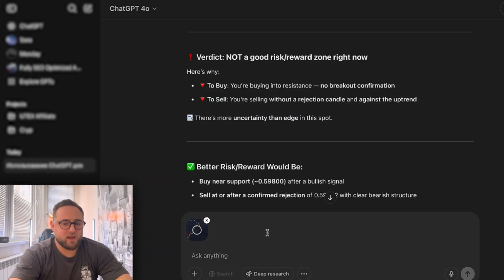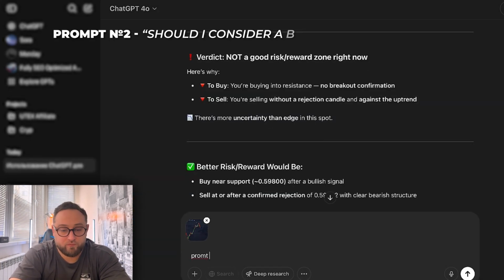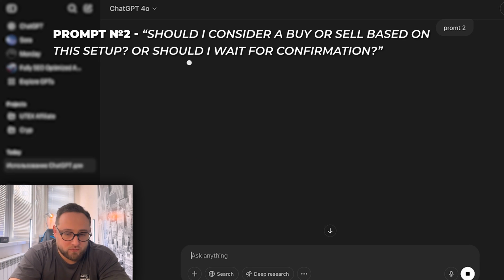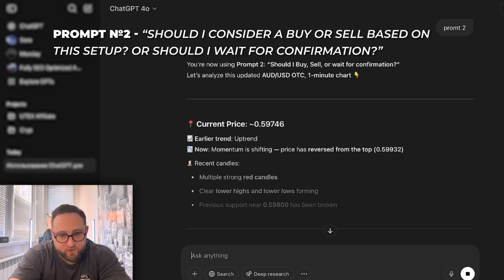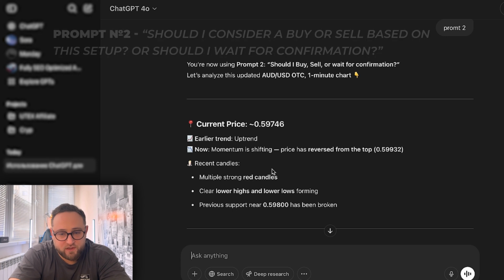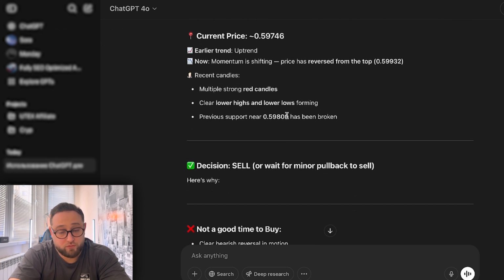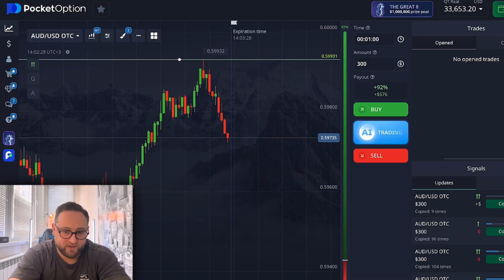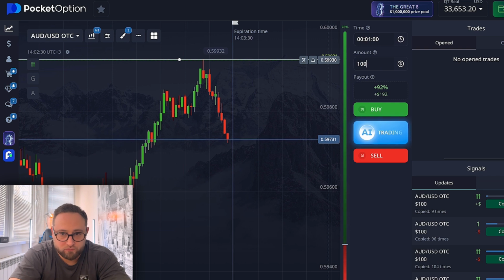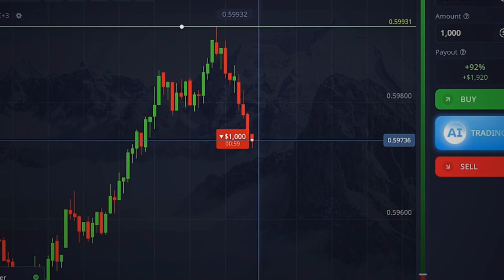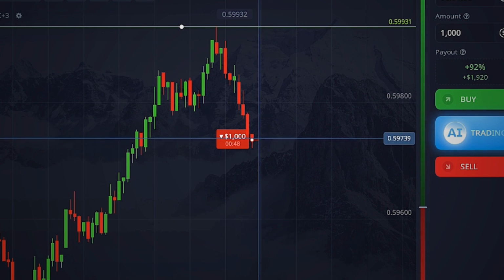We'll skip the analysis and jump to prompt 2: buy, sell, or wait. Let's see what the chat will say to us. Okay. Mr. AI says sell confidently. I'll raise the trade size and follow through. Let's trade with 1000. I agree with the AI here. We are clearly in a bearish trend. It's probably a good recommendation as I can see.